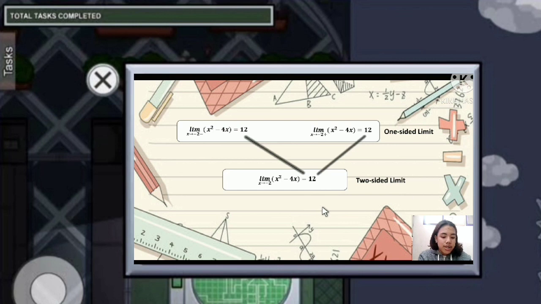Those values are one-sided limits. If it's not specified as positive or negative, that is a two-sided limit. Once again, take note that a two-sided limit will exist if our one-sided limits have the same value. Since our one-sided limits are the same, our final answer is the limit of x squared minus 4x as x approaches negative 2 is equal to 12.